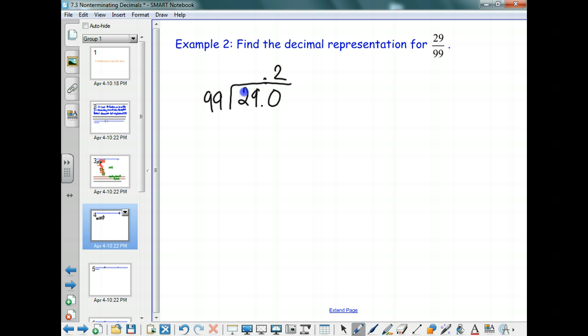What is 2 times 99? 198. And if I subtract, what do I get? 92. So I need another 0, right? Okay, how many times will 99 go into 920? It will go in 9 times. What is 9 times 99? 891. You subtract, what do you get? 29.